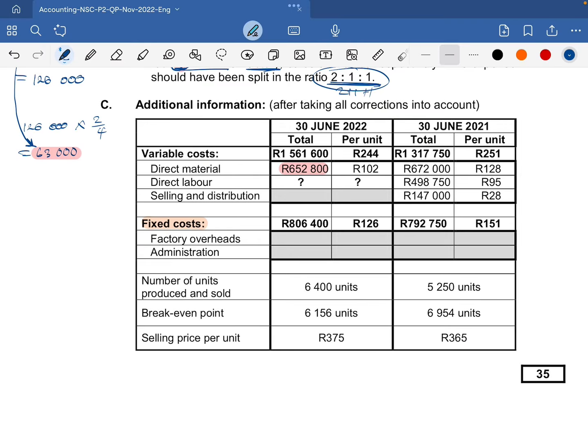On the 30th of June, we can see that we had an increase to 806,400 from 792,750. So that is where we are at now. But okay, that is what she is concerned with. But now when you're looking at these fixed costs per unit, we had 151 last year and we have 126 this year, which means the fixed cost per unit has decreased, which is a good thing.